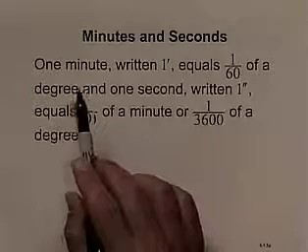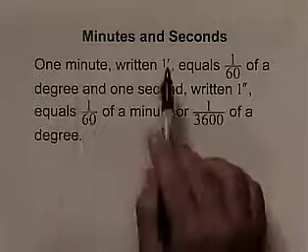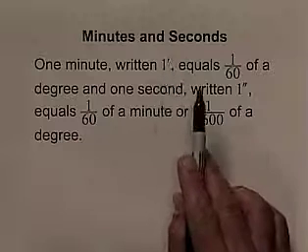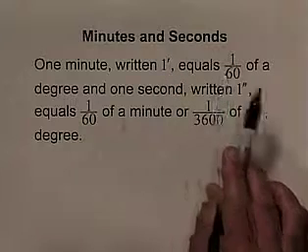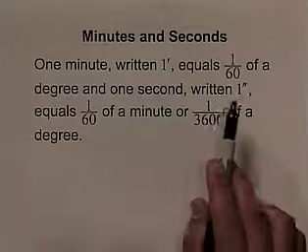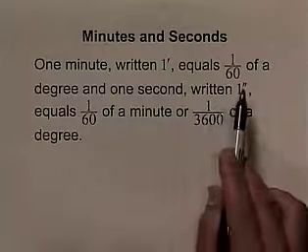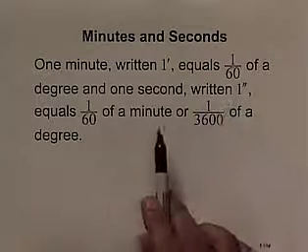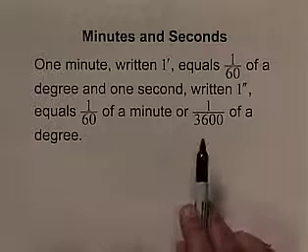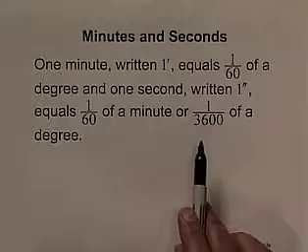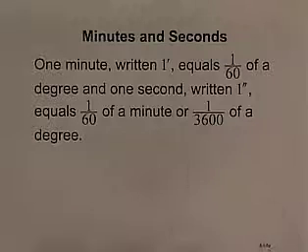Now, we're talking about degree measure, and we can also talk about fractions of degrees, and we call these minutes and seconds. Let's take a look at this definition. 1 minute, written as 1 with a single quotation mark, equals 1/60th of a degree, and 1 second, which we write as 1 with a double quotation mark, equals 1/60th of a minute, which is 1/3600th of a degree.